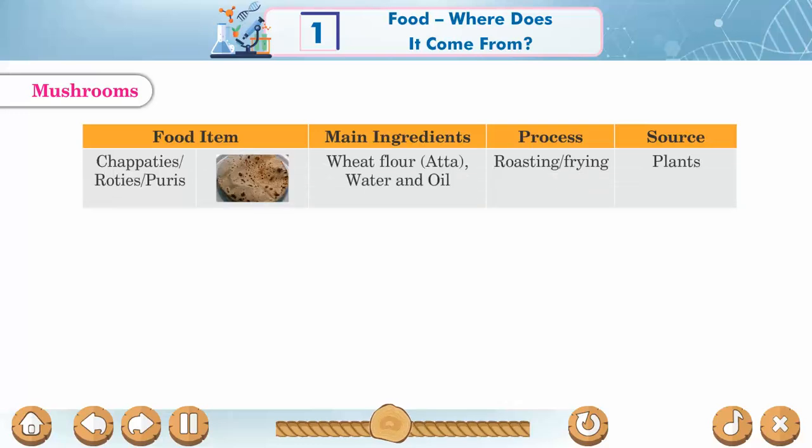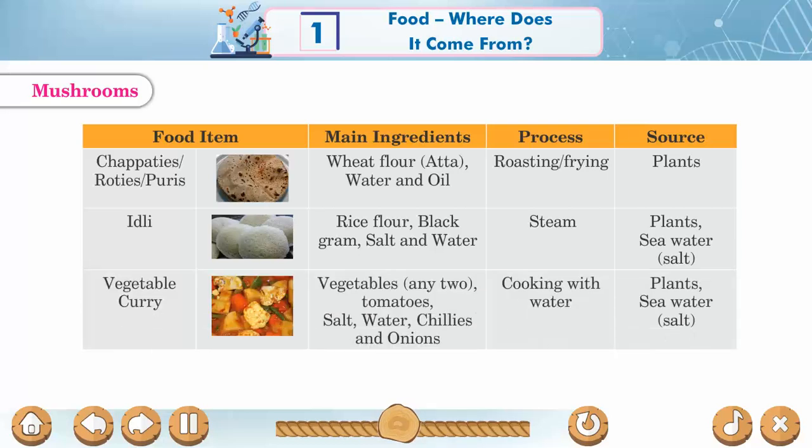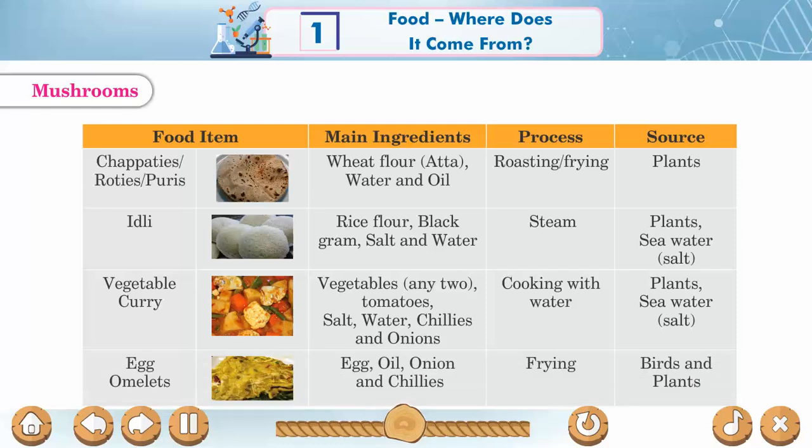Chapatis or rotis or puris: wheat flour or atta, water and oil; roasting or frying; plants. Idli: rice flour, black gram, salt and water; steaming; plants, seawater, salt. Vegetable curry: any two vegetables, tomatoes, salt, water, chilies and onions; cooking with water; plants, seawater, salt. Egg omelet: egg, oil, onion and chilies; frying; birds and plants.